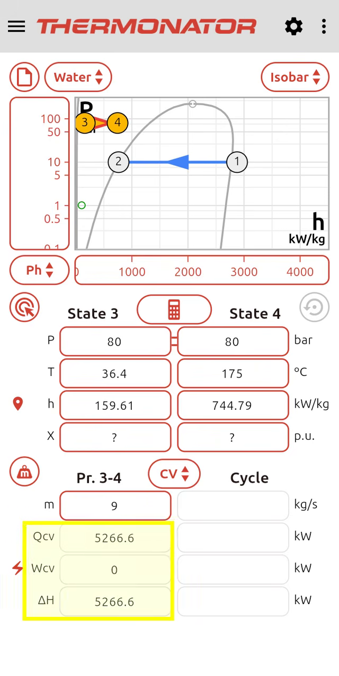In the main window, we see that the solution to the problem is 5,266 kilowatts of heat. In summary, the processes exchange energy in the form of heat. This energy is stored in the substance as enthalpy, since the processes do not perform or produce any work.